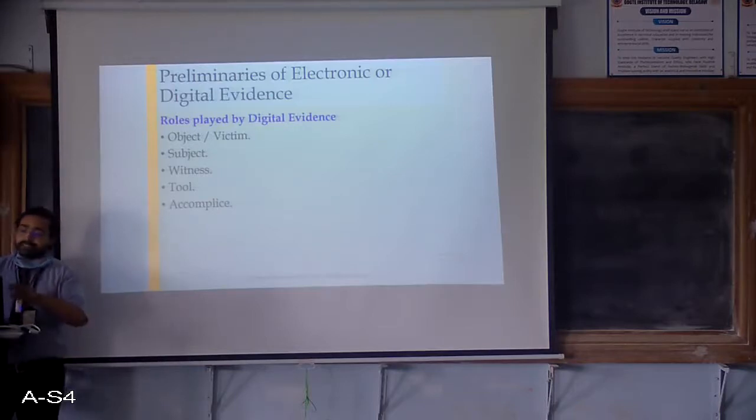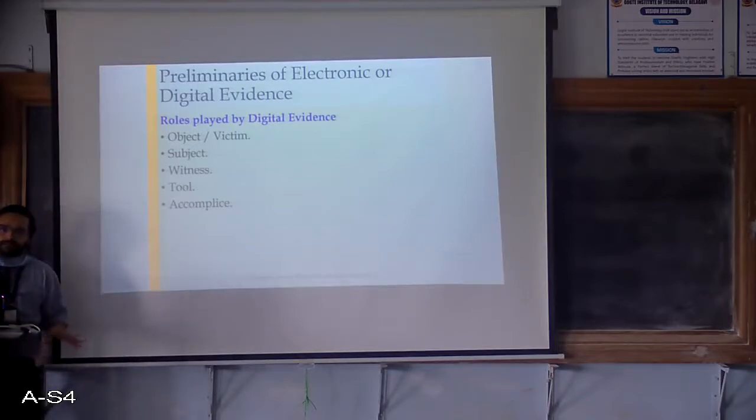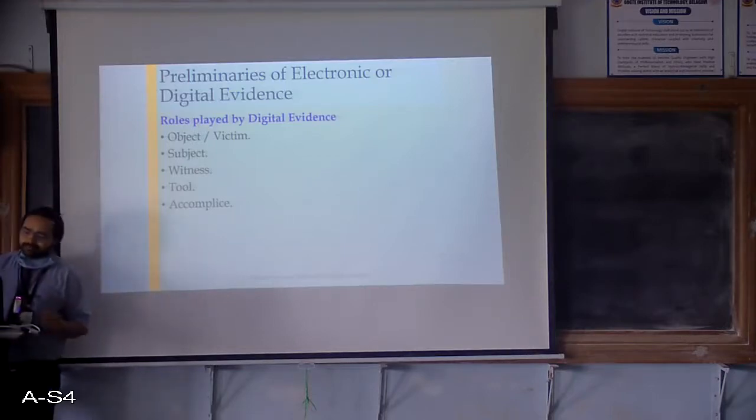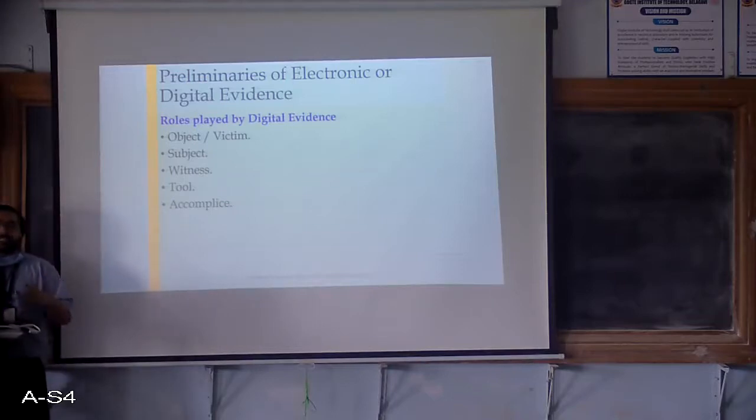Now, witness is an interesting part here. It can be a physical witness or a documentary witness. For example, if you have put a CCTV camera for surveillance, then those CCTV recordings can be considered as a witness here. The next is the tool. A tool is the software or hardware which is used to commit a crime.